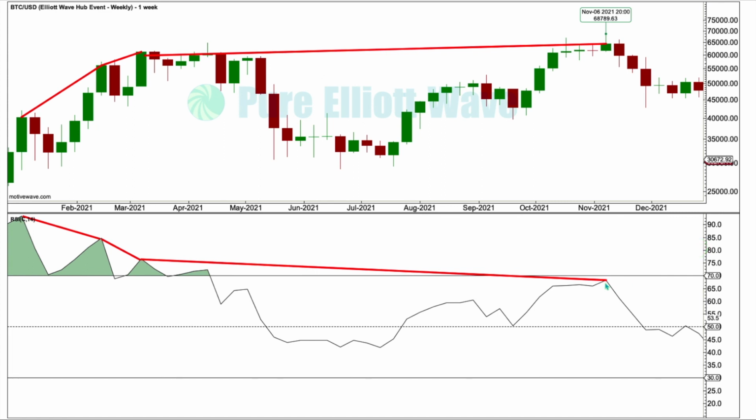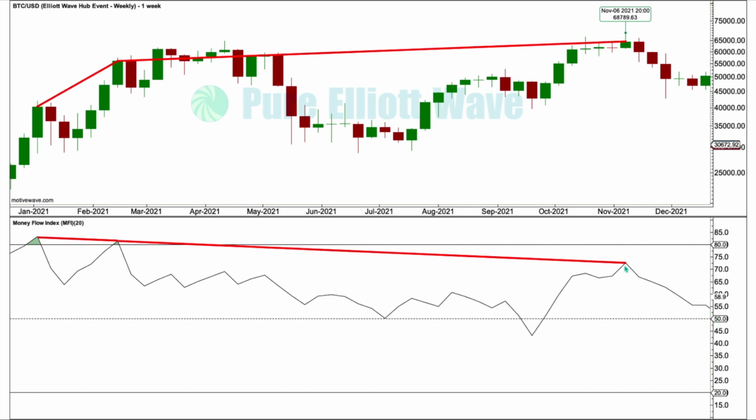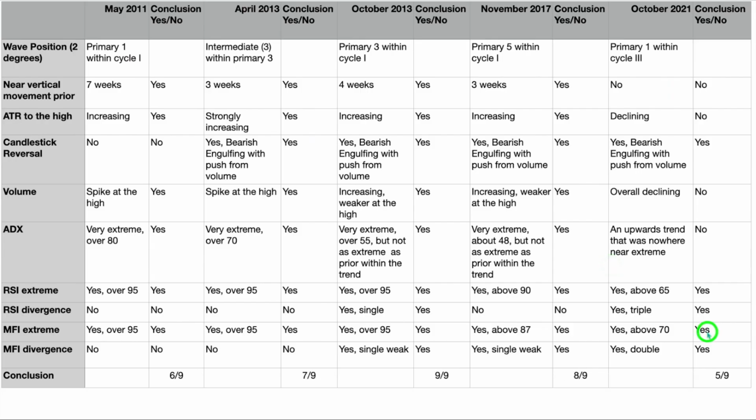RSI, this is the one piece of information that could have, along with the Elliott wave count telling us there was a complete impulse, RSI exhibiting bearish divergence. And I did have an alternate that expected we could have deeper movement after a little while. So yes, we see RSI did reach extreme, and then at the high, triple bearish divergence. Likewise, money flow had reached overbought and exhibited double bearish divergence. So only 5 out of 9 conditions are met.